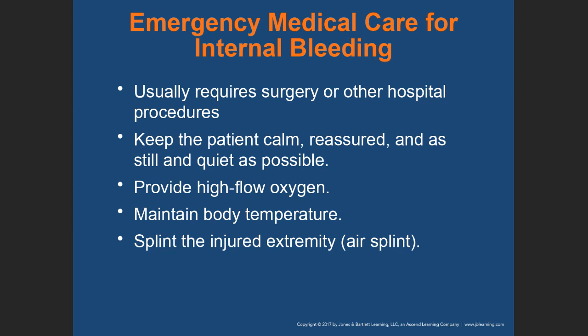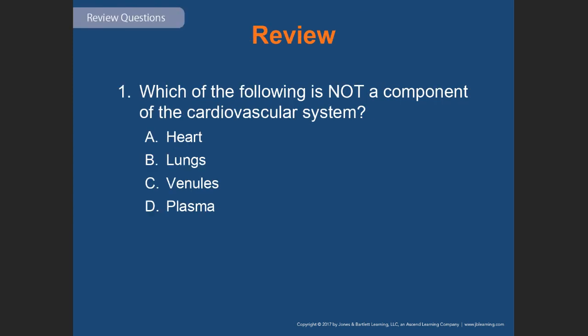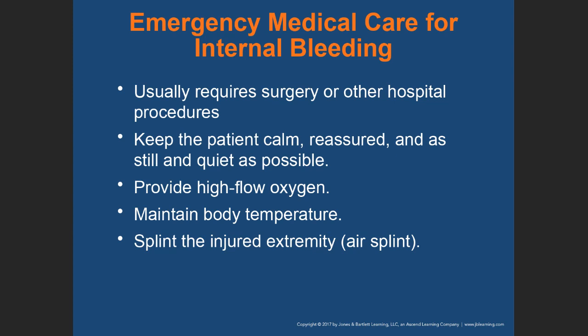Emergency medical care for internal bleeding usually requires surgery or other hospital procedures. Keep the patient calm, reassured, and as still and quiet as possible. Provide high flow oxygen, maintain body temperature, splint the injured extremity with the air splint. Can use rigid as well. That would be the end of this particular chapter. So bleeding is a pretty straightforward chapter.